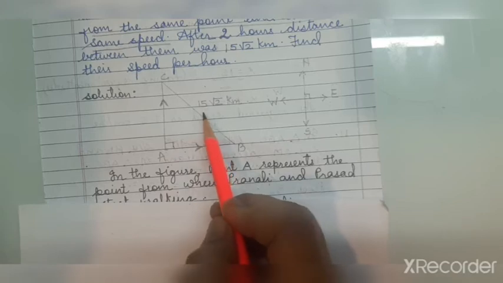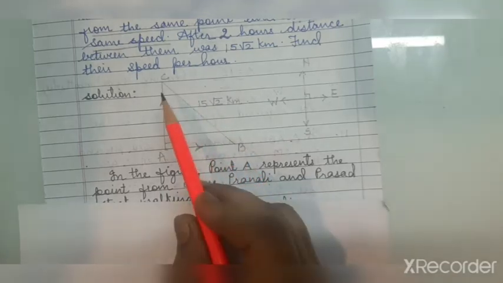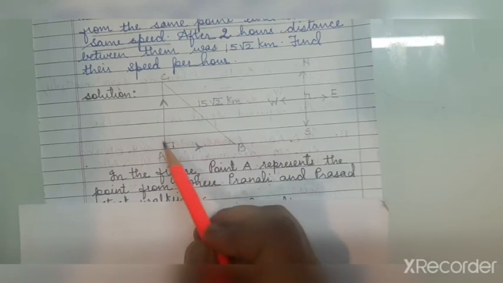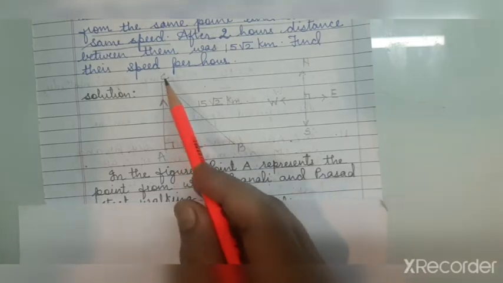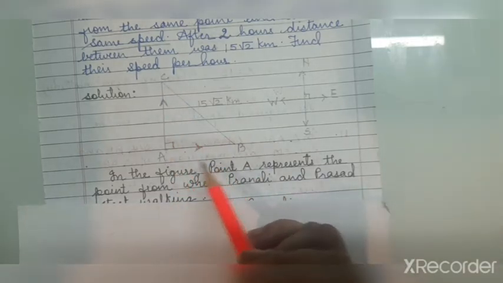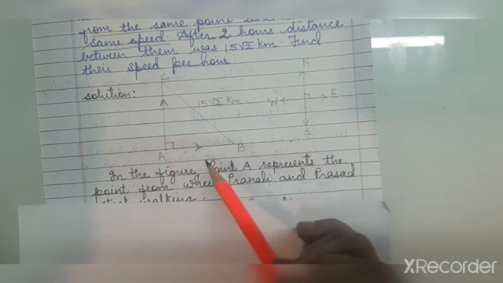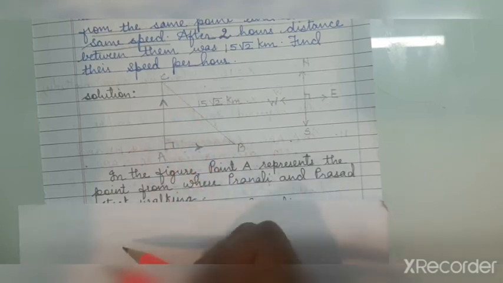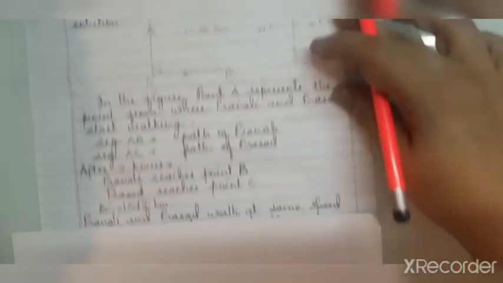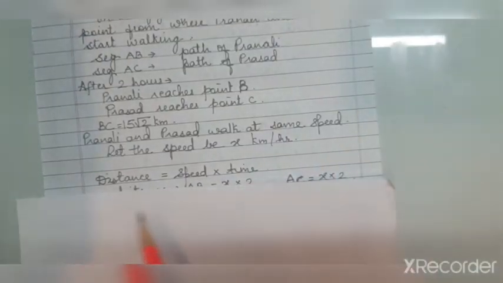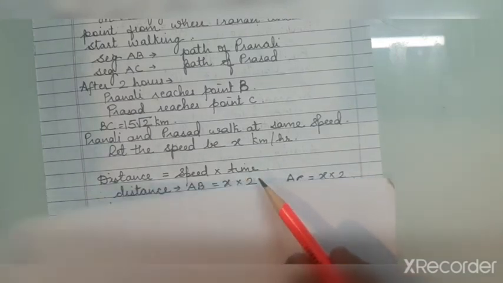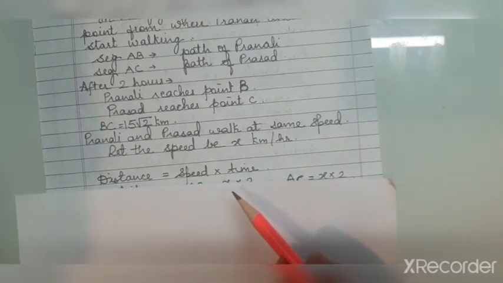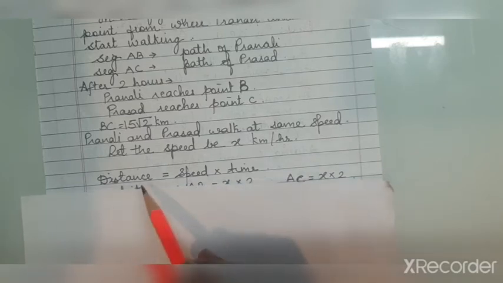Now here we know this BC, that is 15 root 2. If we get to know what AC and AB are, that is the distance, we'll get the speed, because we have the formula: distance is equal to speed into time. We have assumed speed as x, and the time is given as 2 hours. Now we have to find the distance.